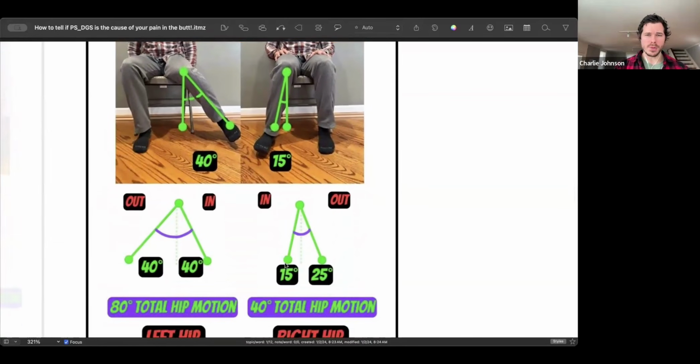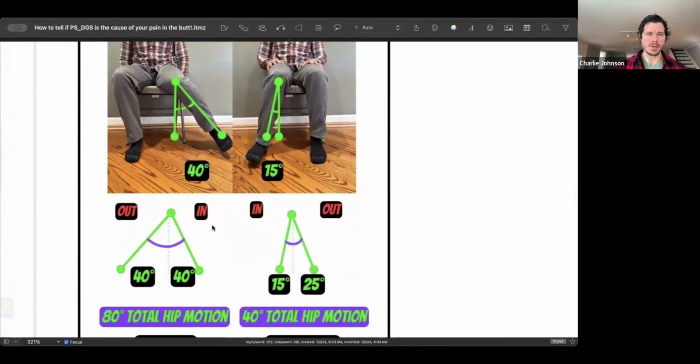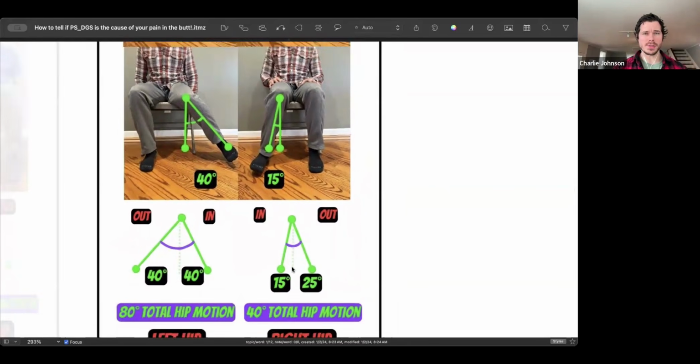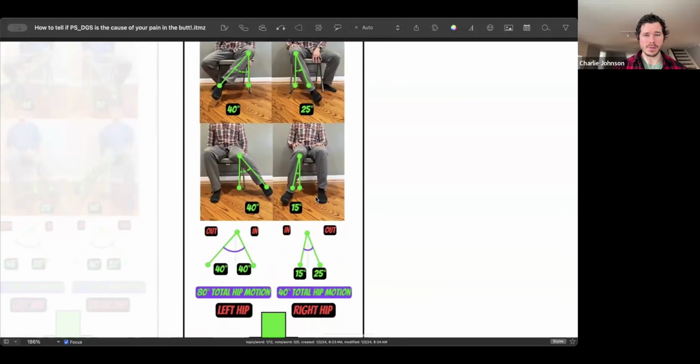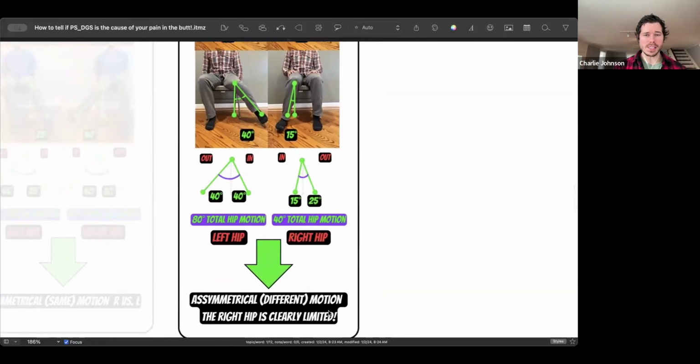So when I glue these angles together, you can see that on the left hip, I have roughly 80 degrees of hip motion. And on the right hip, I have about half the motion, about 40 degrees. So again, you don't need a measurement device to look at this. You can just say, hey, yeah, both ways, out and in, are restricted. When I compare that to my other out and in, it's significantly less, and it's painful. This is an example of asymmetrical or different hip motion, and the right hip in this case is clearly limited and probably the painful one.